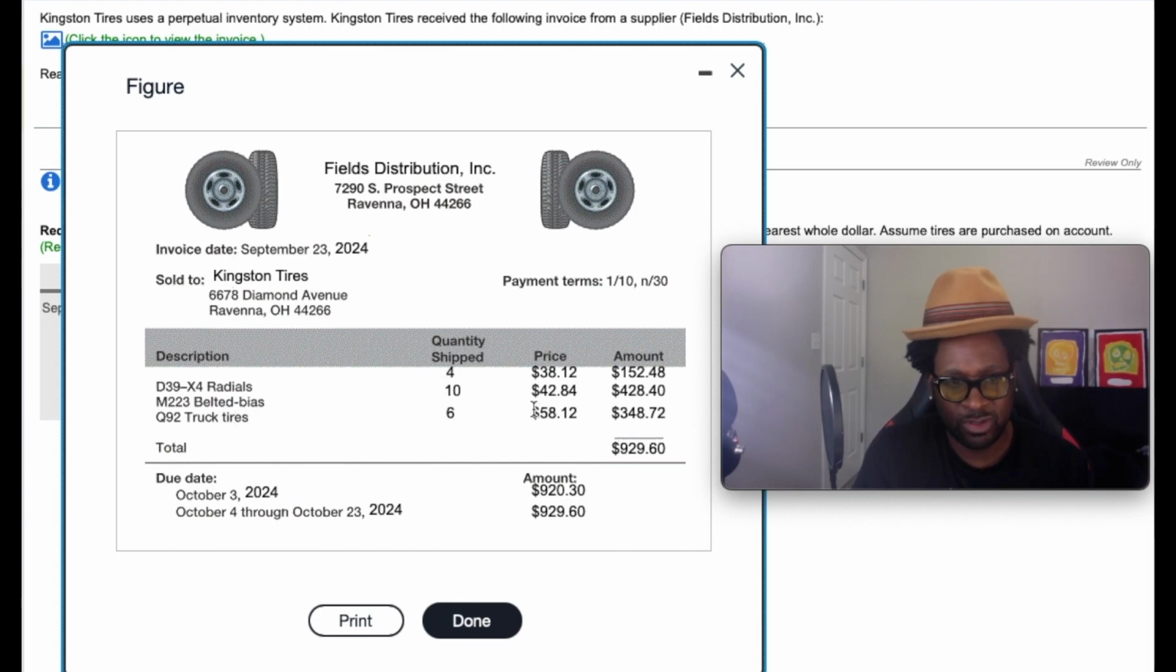And so they gave us 2 different amounts, right? But they also gave us 2 different dates. So obviously, if we pay by October 3rd, we're going to get a discount, right? So that would be the discount amount of $920.30. But if we pay after the discount period, as you can see between October 4th through the 23rd, we have to pay the gross amount of the initial sale, which was $929.60. Easy breezy, gang. So let's rock and roll.